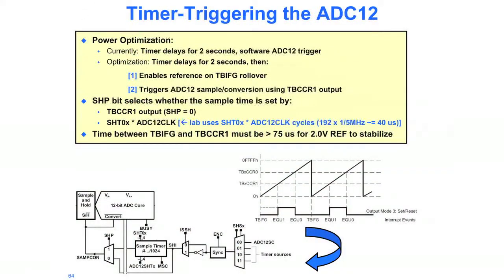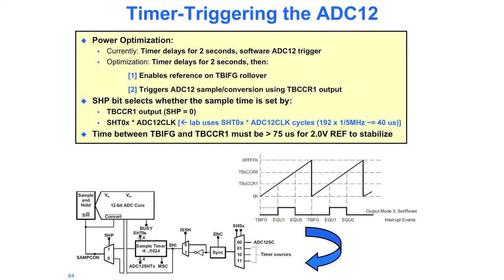We're going to optimize in the next lab the timer triggering for the A to D converter. Right now, for the power optimization, we're currently having the timer delay 2 seconds for the software trigger. That's 2 seconds between sampling. The optimization here is that the timer will do that 2-second delay, then it will enable the reference for the timer B interrupt flag rollover. Then it will trigger the ADC12 sample and conversion using the timer B CCR1 output.